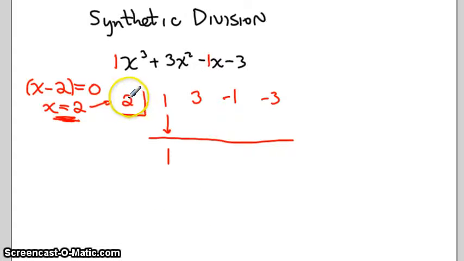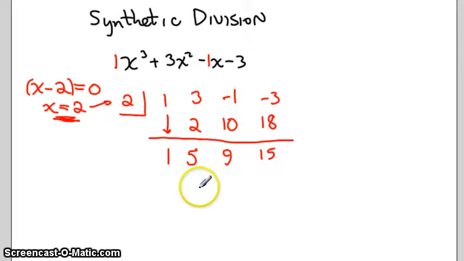And now what we're going to do is multiply 2 times 1 and put the answer here. Then we'll add 3 and 2, gives us 5. We're going to multiply 2 times 5, gives us 10. We're going to add, multiply 2 times 9, and add. So the process is basically multiply, put the number up here, add. Multiply, put the number here, add. Multiply, put the number here, add.